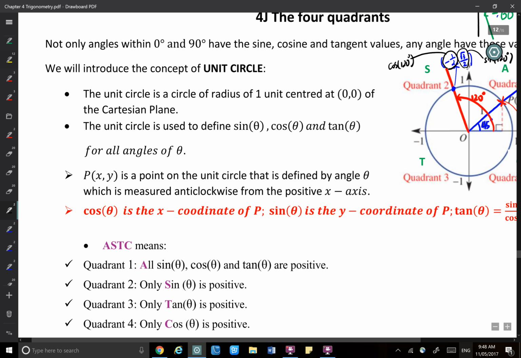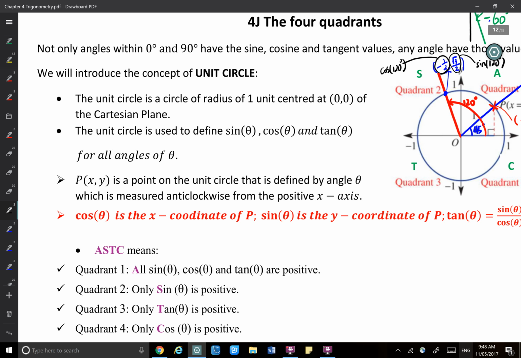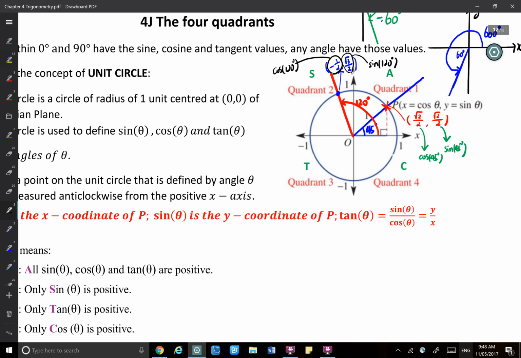P(x, y) is a point on the unit circle that is defined by angle theta. You sketch angle theta first, and there will be a point of intersection, so P(x, y) is the point of intersection there. Cosine theta is the x coordinate of P, and sine theta is the y coordinate of P. And what is tangent? Remember in year 10 we learned tangent equals sine over cos. It is still true for any angle. So tangent theta always equals sine theta over cosine theta, which is y value over x value.